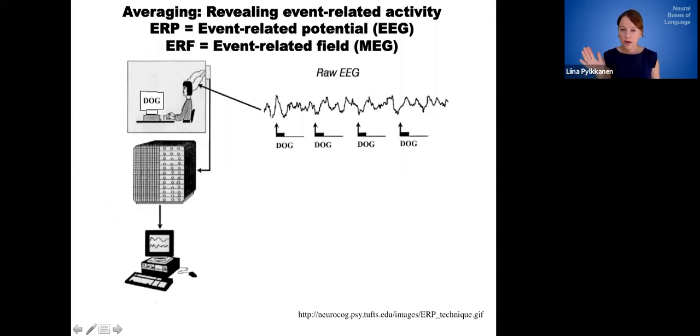And then you're going to average all of those, what we call epochs, together. So I'm going to clip out this part of the data and this part of the data and this part of data and average them all together.